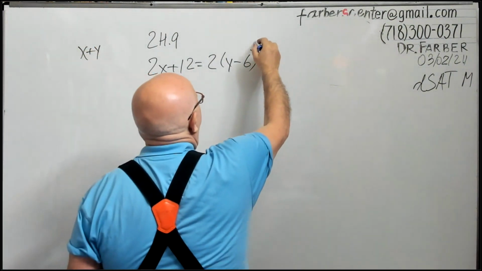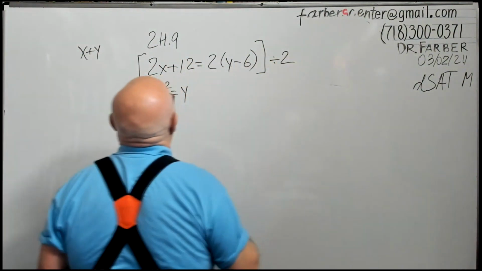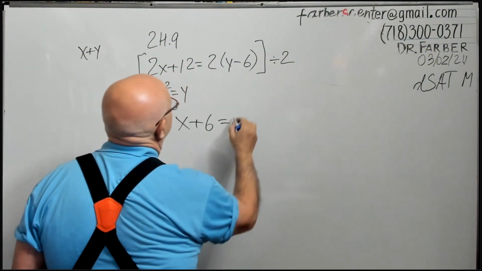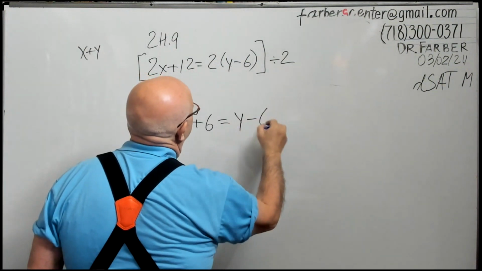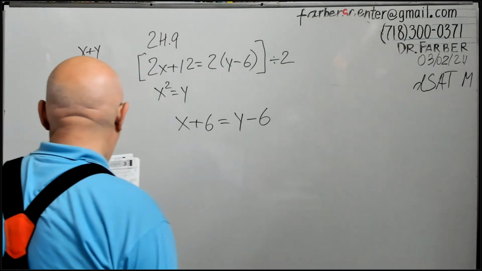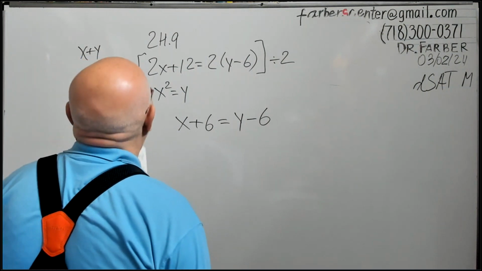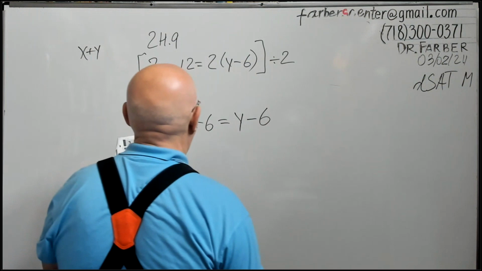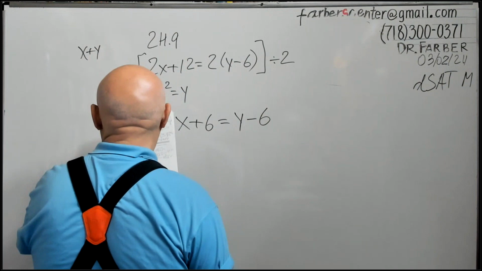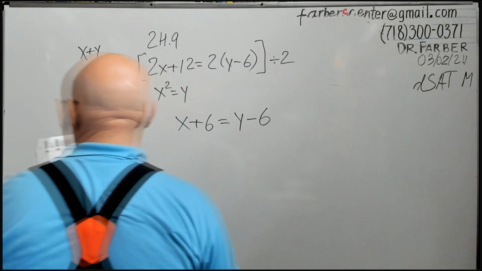Step number 1, I divide everything by 2, simplify by 2. I will get x plus 6 equals y minus 6. So far, so good. And they ask you to find, I am reading, what is it? 2x plus 12, 2y minus 6. Okay.